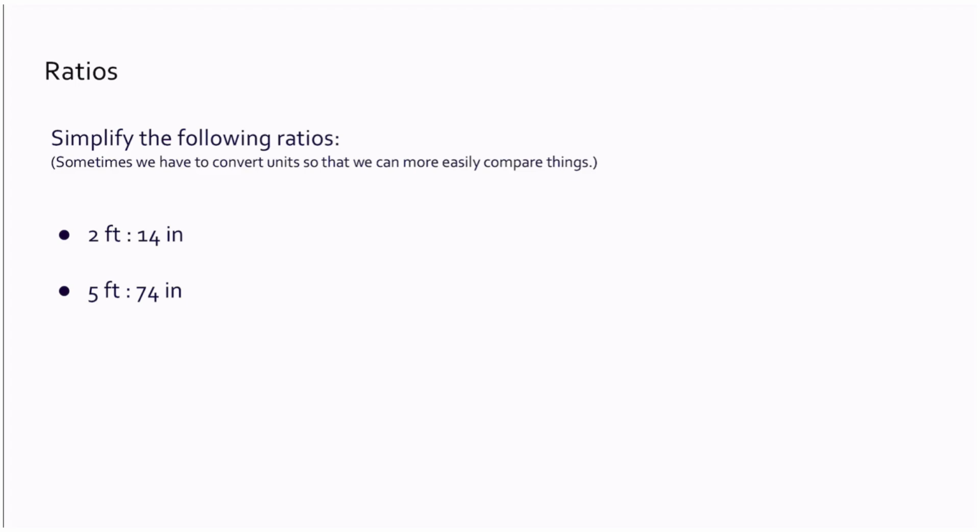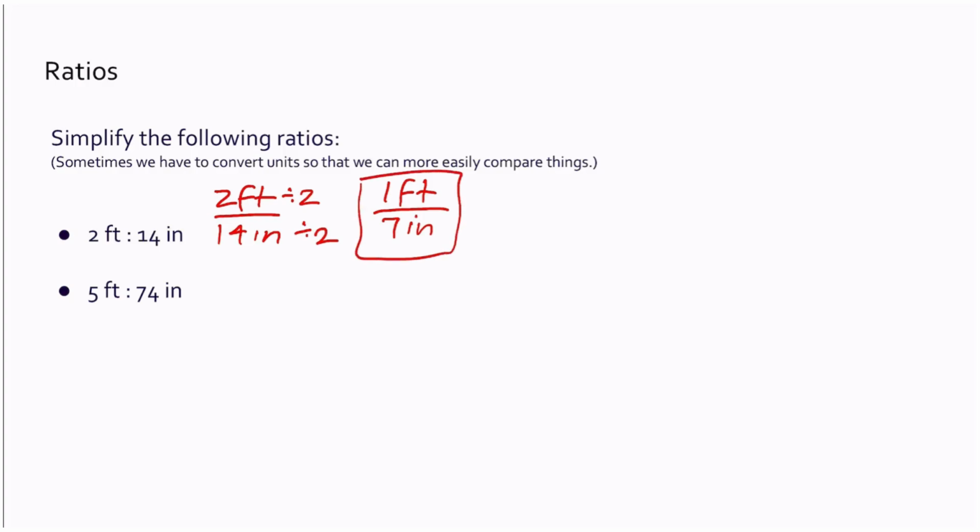Now there are some where it might be helpful to convert the units so that we can more easily compare them. We have a couple options though. You don't have to always convert the units. So for example, here I have 2 feet to 14 inches. If I don't want to change anything, I don't need to. And I'm going to say, okay, I know 2 goes into both of these. So now I have 1 foot to 7 inches. And that's my simplified version.